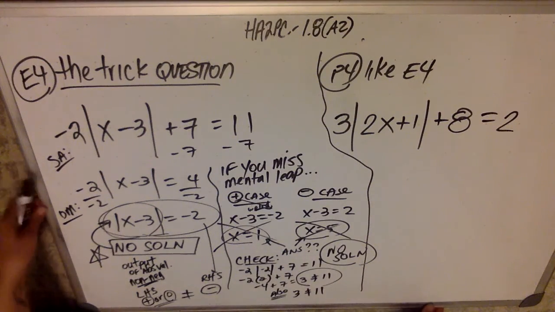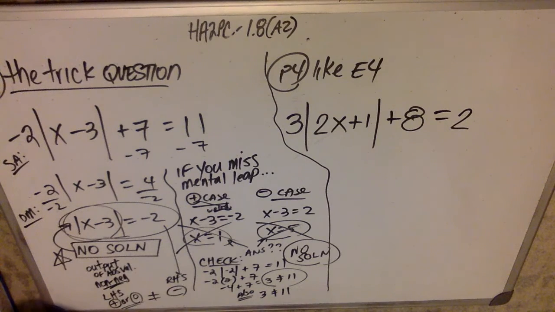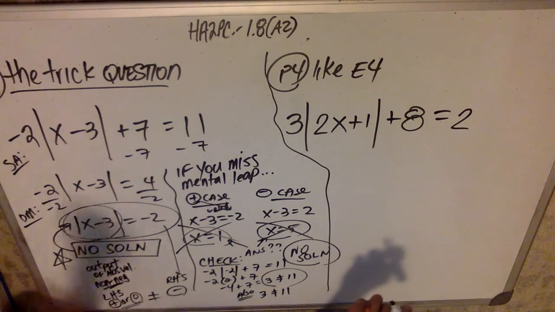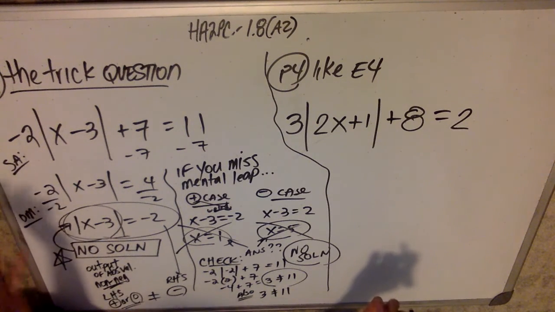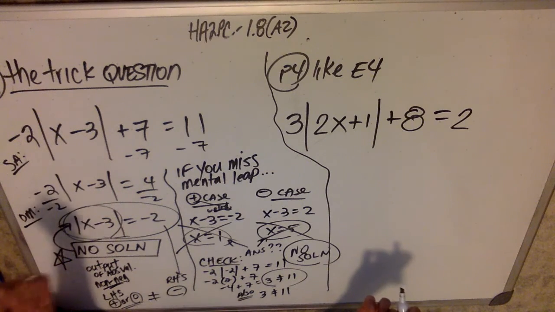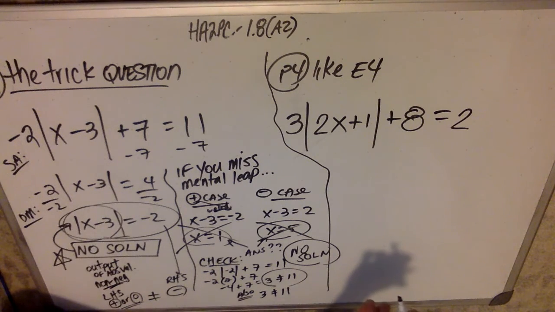But I'm going to walk through P4, and then after we walk through P4, we're going to talk about how to put things on a calculator. And we can actually put these on a calculator, and you can see why there's no solution if you want. There's another way to visually confirm there's no solution. So we'll put that on a calculator, and I'll show you.